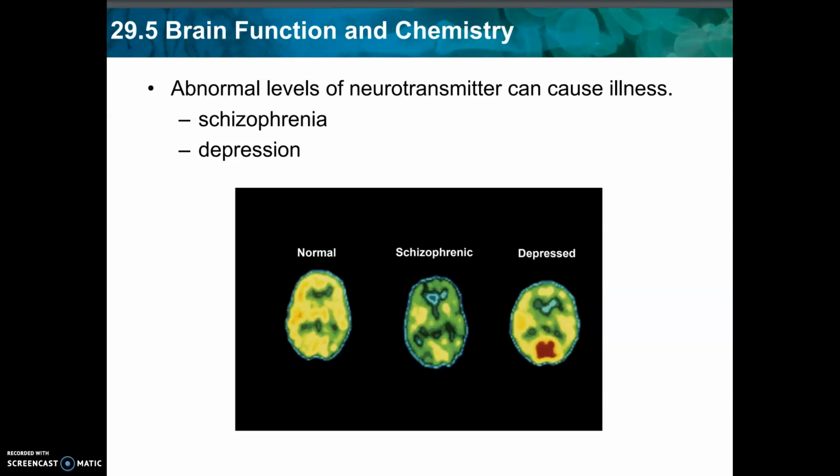Abnormal levels of neurotransmitters can cause illness. Examples of these illnesses are schizophrenia and depression. The bottom image shows 3 PET scans. The far left brain shows a normal person. The middle brain PET scan shows that of a schizophrenic person, and the far right PET scan shows that of a depressed person's brain.